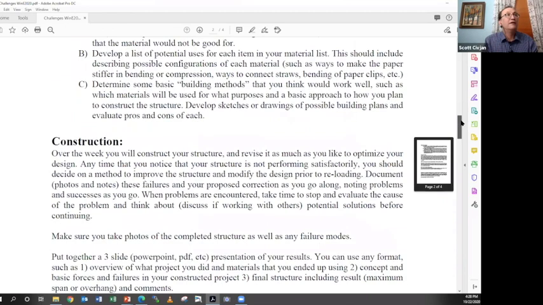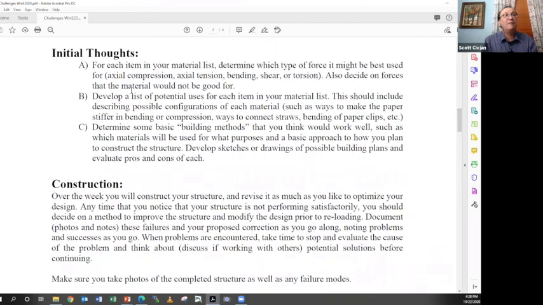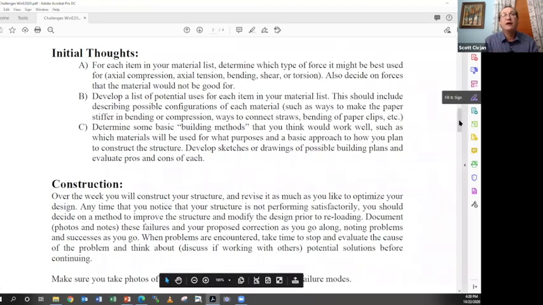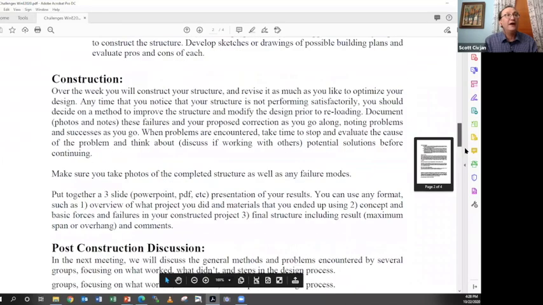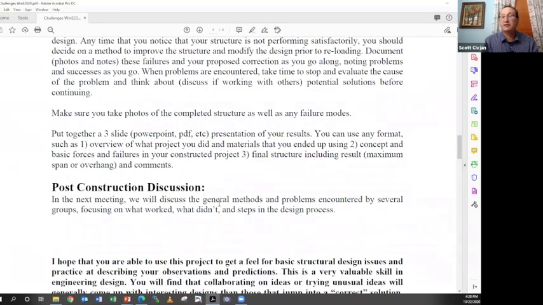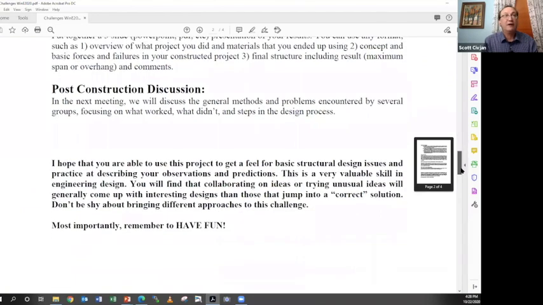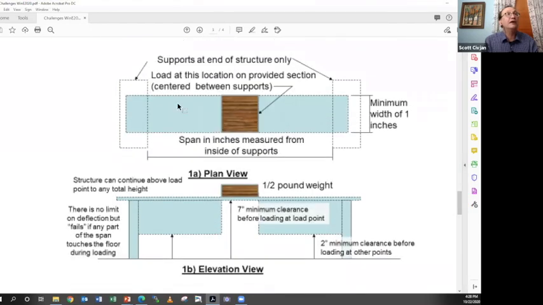So I broke this into 3 parts. The first is your initial thoughts, just thinking through those materials that I talked about. This is on your own. Just say, oh yeah, I think this would work well in tension or compression or bending, and how you might be able to combine some of those materials to make them work together. Then do the construction over the next week, take pictures along the way, and then we would meet later to discuss what you came up with and see what designs worked or didn't work. Have fun with it. And now let me show you the 2 different challenges and the details of that.